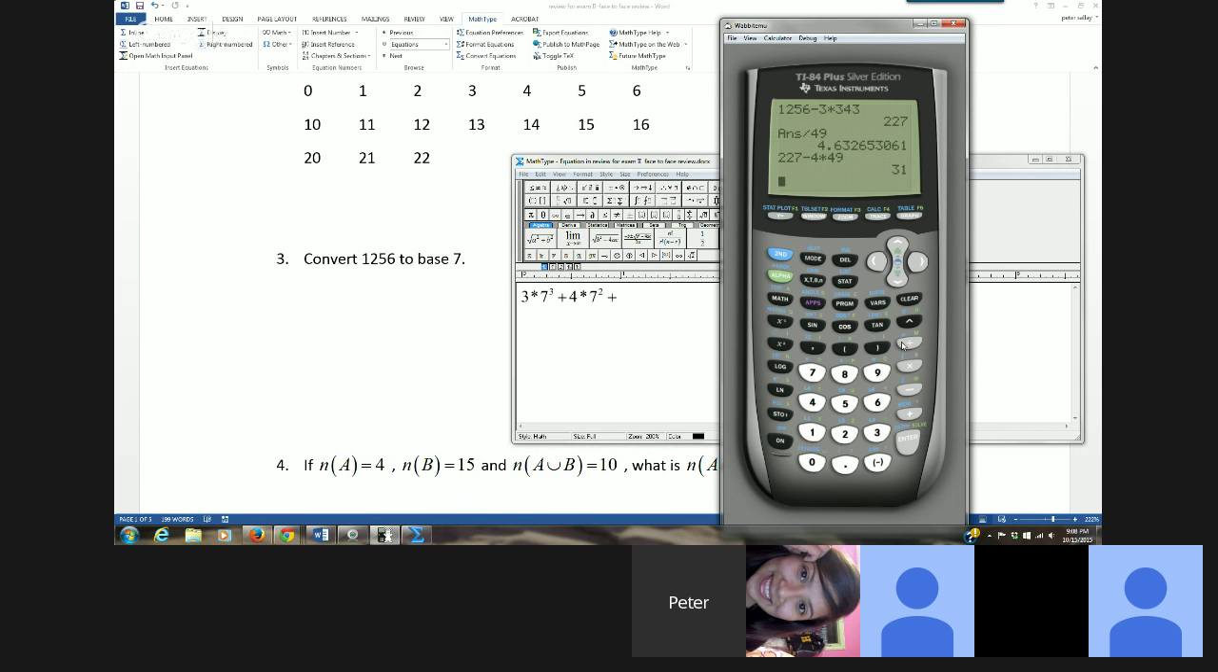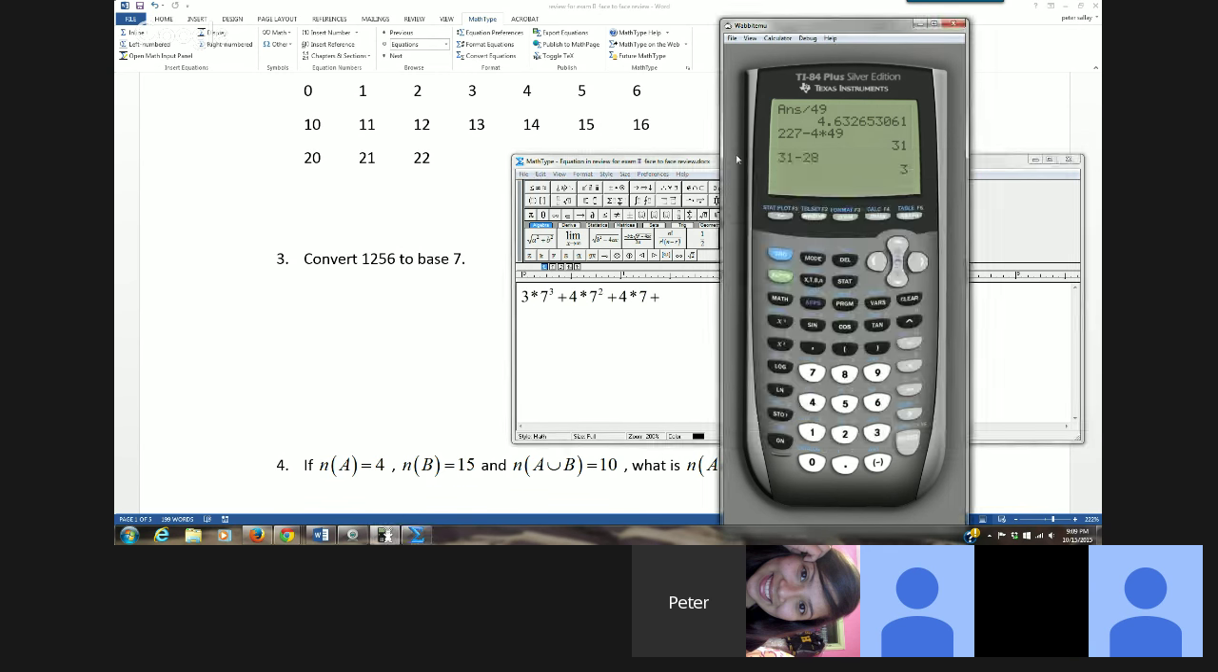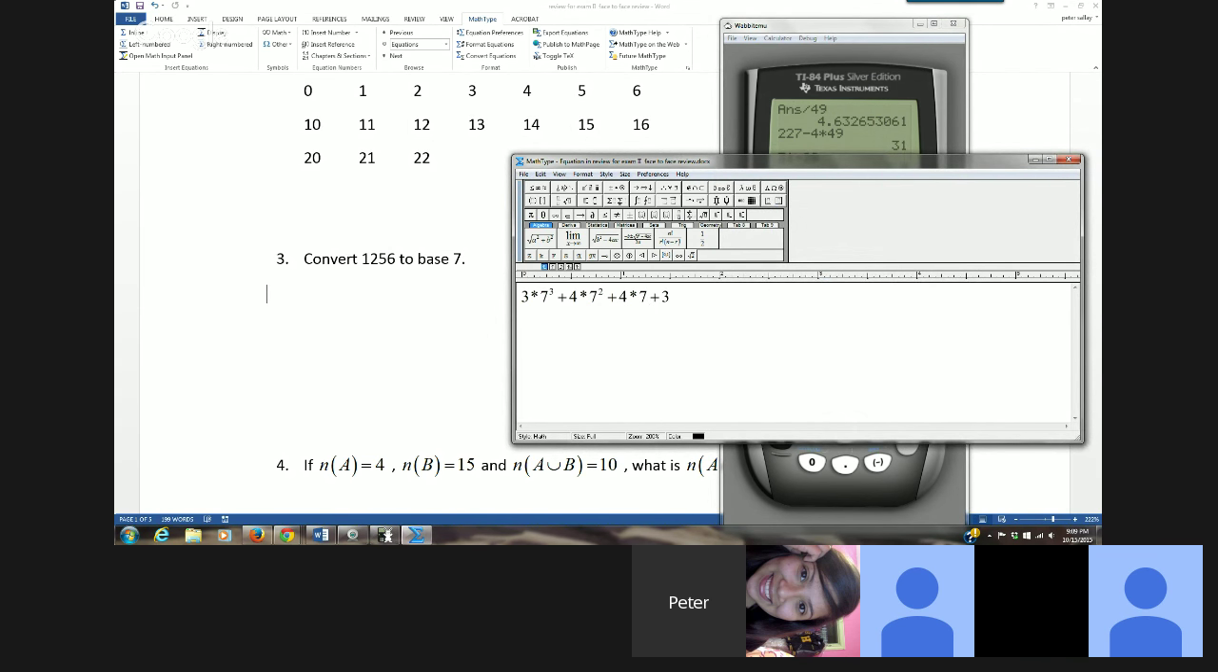Now I want to know how many 7s fit into 31. 7 times 4 is 28. So I know I can fit 4 7s in there. So that's 4 times 7 plus, and then how many are left over? 3. So that's 3 times 7 to the 0 power. Okay. So if I collect up all of the coefficients, then 1,256 in base 7 would be 3,443 base 7.